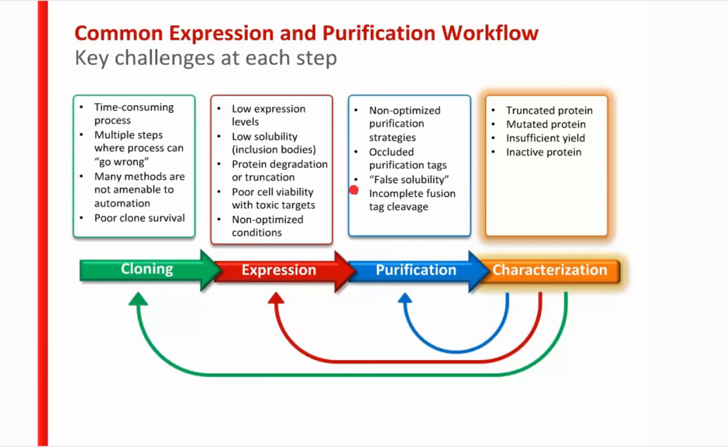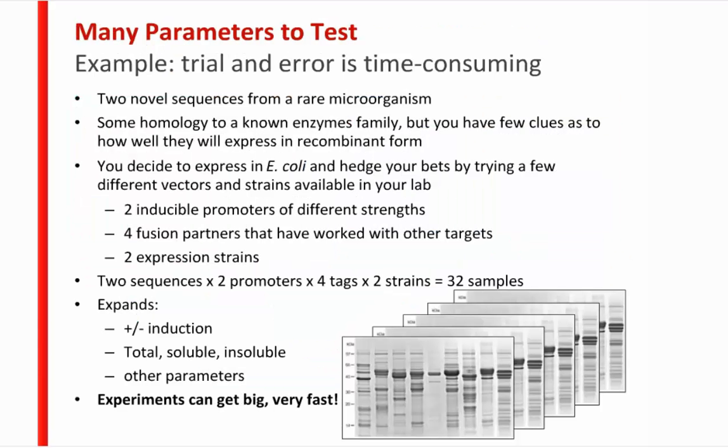And even along the way, sometimes we see some of these problems that might not even get you as far as characterization, right? So low expression levels, low solubility levels, maybe occluded purification tags or false solubility. All of these might mean that you have to work backwards in your workflow instead of forward. And that repetition, it's costly in terms of time and money, okay? So we all know this.